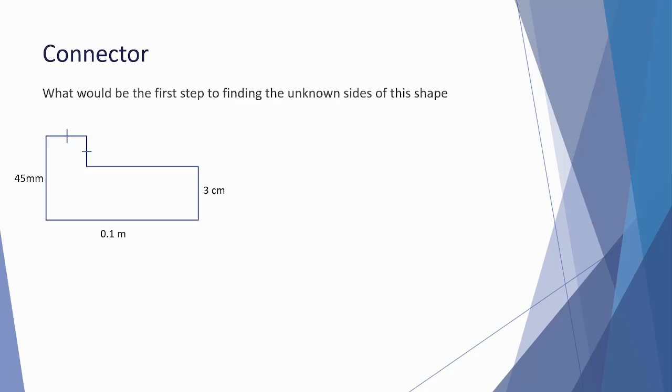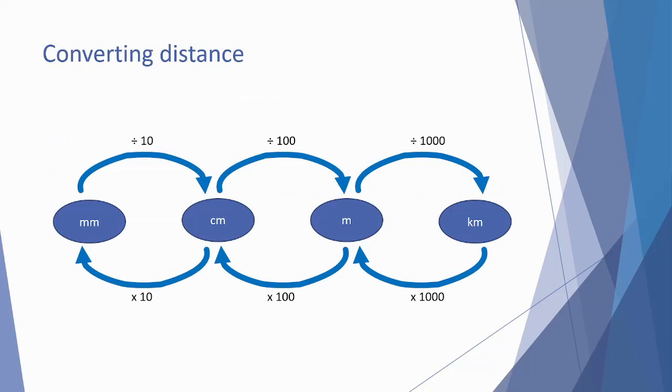And our first step is always convert all sides to the same units. So I would be choosing millimeters because that way I don't have any decimal points, but you can choose centimeters, or if you really wanted to, meters. I usually choose the smallest unit there. Now, just a reminder about converting distances. We have this conversion chart that we can use so that we can convert from one unit to another.